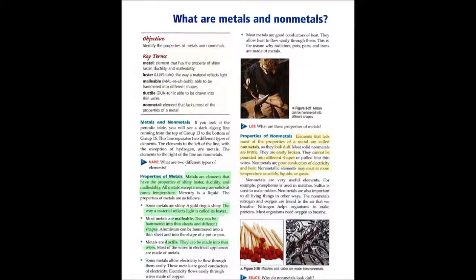Luster, the way a material reflects light. Malleable, able to be hammered into different shapes. Ductile, able to be drawn into thin wires. Nonmetal, element that lacks most of the properties of a metal.